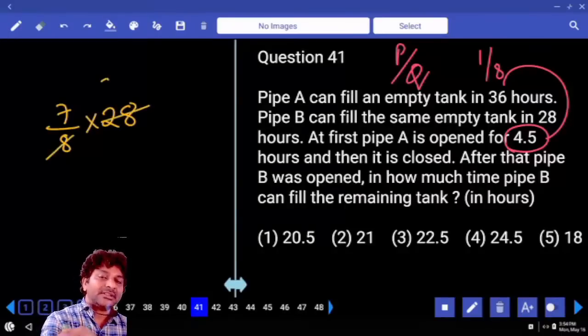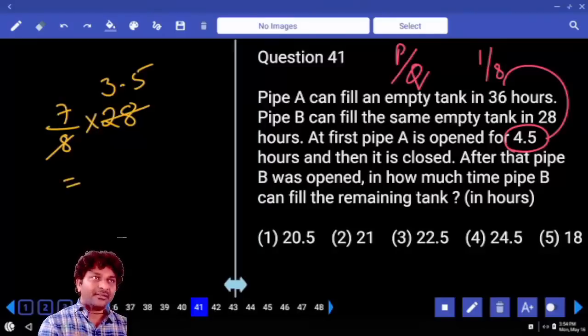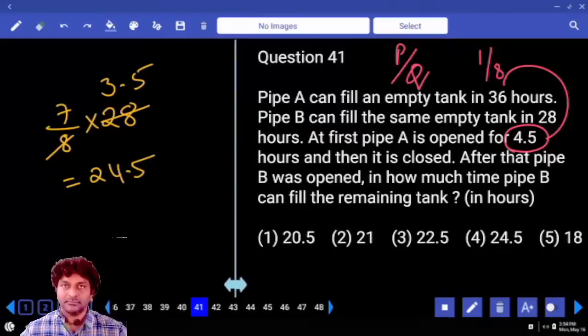28 divided by 8 is 3.5, and 3.5 times 7 is 24.5. That is, 7 into 3 is 21, 7 into 0.5 is 3.5, and 21 plus 3.5 is 24.5.